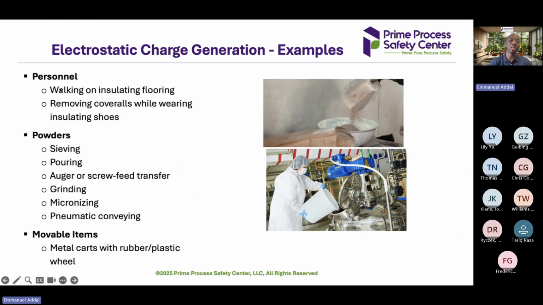These are some examples of processes that can generate electrostatic discharge. As I mentioned, walking on the floor, removing your overall, sieving, pouring, grinding, micronizing, and so forth, and also moving metal scoops. All these can generate electrostatic discharge. And knowing the minimum ignition energy helps you to mitigate this kind of hazard, to know what measures are actually needed.